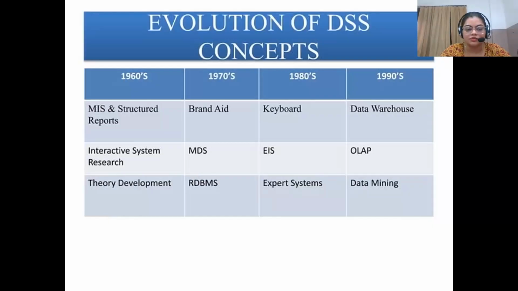Then there is the software system. The software system is composed of a model management system. A model is a simulation of a real world system with the goal of understanding how the system works and how it can be improved.